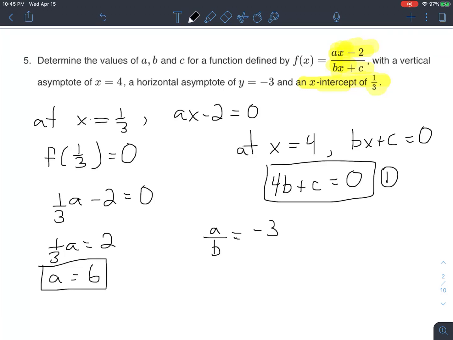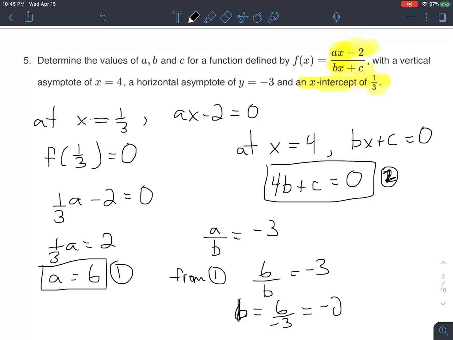Alright, well, we already know a. So maybe this should have been called equation number 2, and this should be called equation number 1. That way I can say from 1, 6 over b equals negative 3, which means that b is equal to 6 over negative 3, which equals negative 2. That's b. Okay, we'll call that 3.